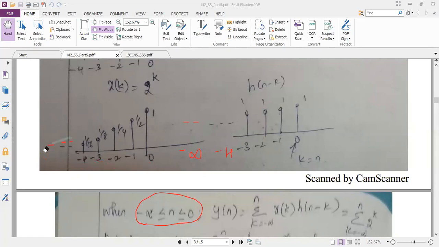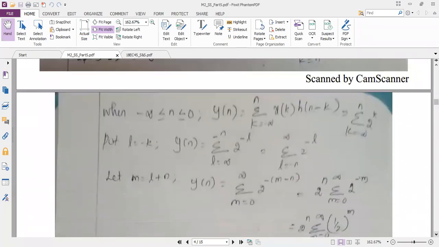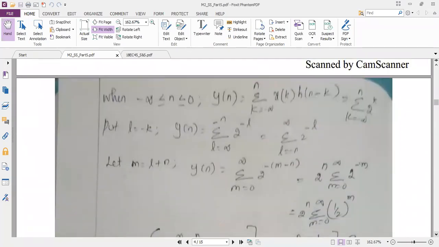Yes, ma'am. So here the prediction is very, very important. Based upon our prediction only, our complete output lies. So as I have shown on the screen, from minus infinity to 0, I will be getting the output. So I can write y of n is equal to summation k equal to minus infinity to n. It is up to n.